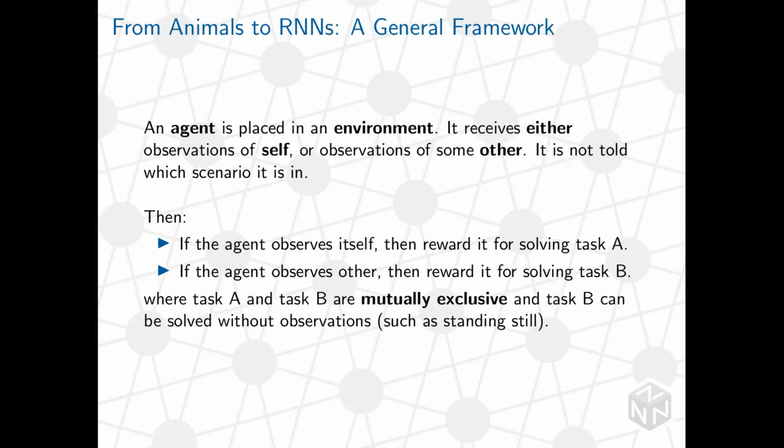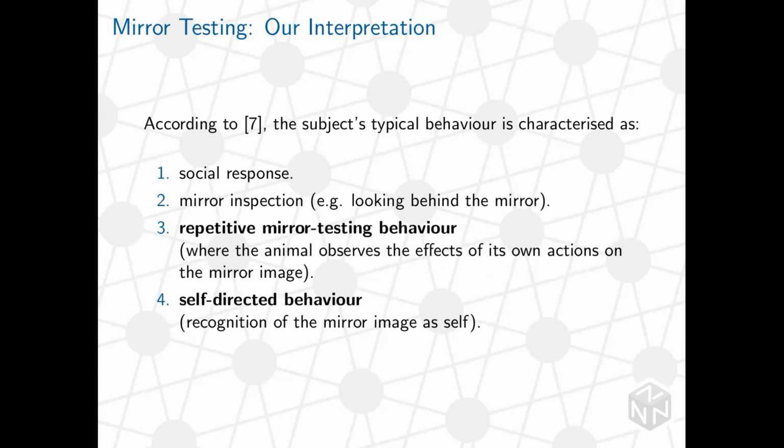So you then reward it depending on the two cases. If it's observing itself, it solves one task. If it's observing the other, you reward it for another task. And you make sure that these tasks are mutually exclusive, so maximizing one of the tasks should be minimizing the other task. And obviously, because in the second case you're not actually letting the agent see itself, you should probably make sure that the second task can be solved without observations, such as something as simple as standing still, for example.